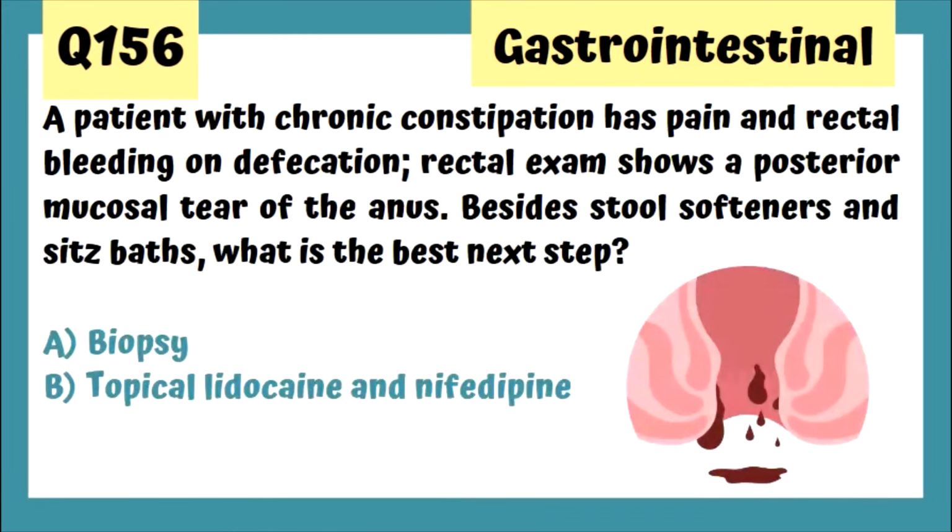Question 156. A patient with chronic constipation has pain and rectal bleeding on defecation. Rectal exam shows a posterior mucosal tear of the anus. Besides stool softeners and fiber, what's the next best step?